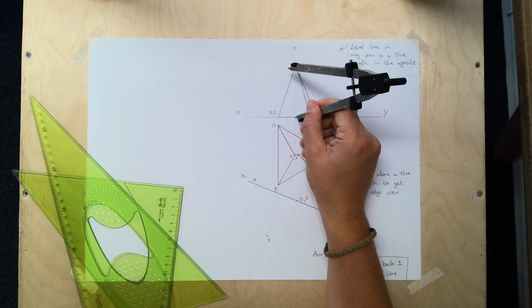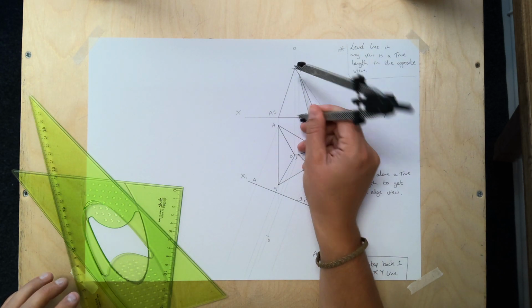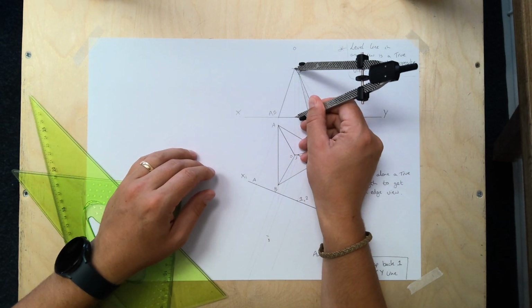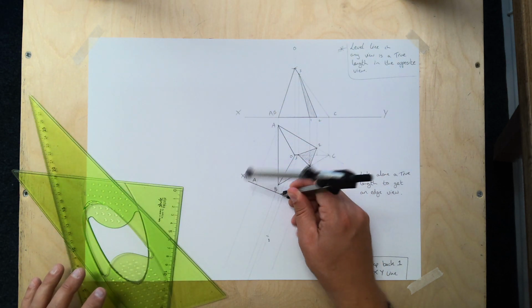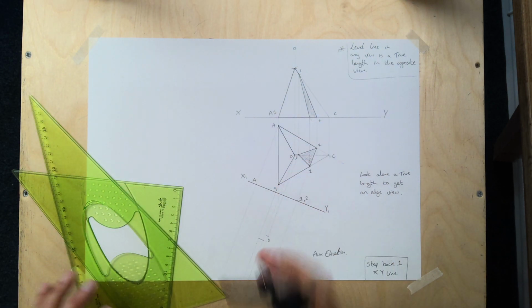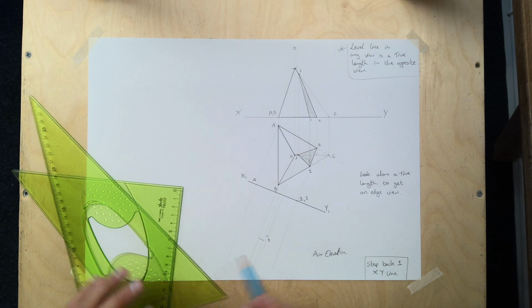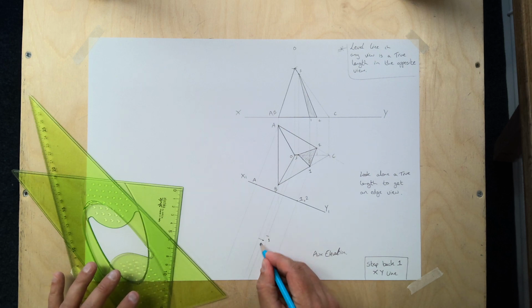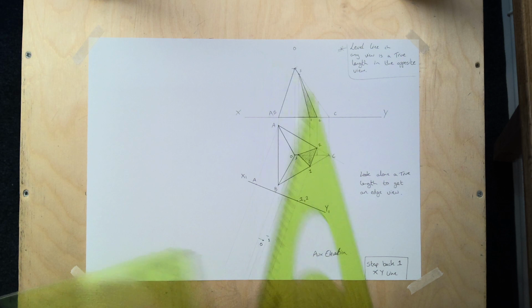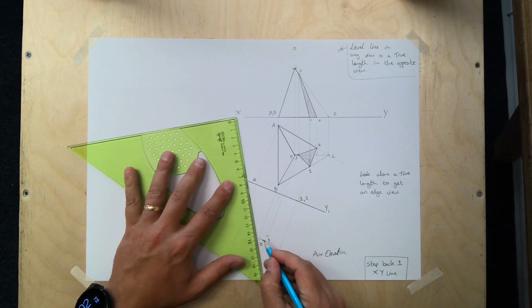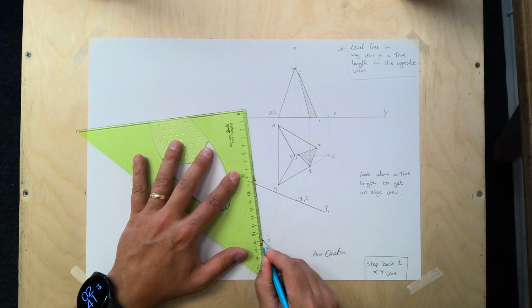Check that the height hasn't changed. So O. Now we can join them up. O, 2, A.